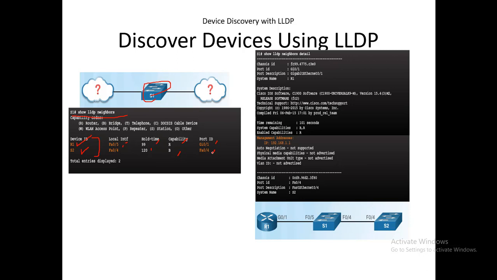And if you want to find more detail, similar to CDP, this will give you a little more detail regarding the chassis ID, the port ID, the port description and the system name. These are some of the information that you will be getting, and the IP address is also mentioned over here. You can see that these are giving you a little bit more information about LLDP. So using this keyword detail, you are getting more details regarding this LLDP device discovering process.